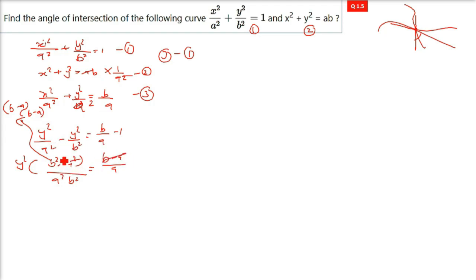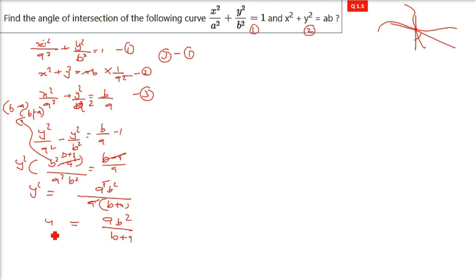So if you cancel out b minus a, b plus a will remain, and the denominator you have a square b square. A is already on the right hand side, so one a also gets cancelled out. So finally this will become a into a plus b, a square b square. As I just indicated, one a will get cancelled. So we have y square equals a b square by b plus a.